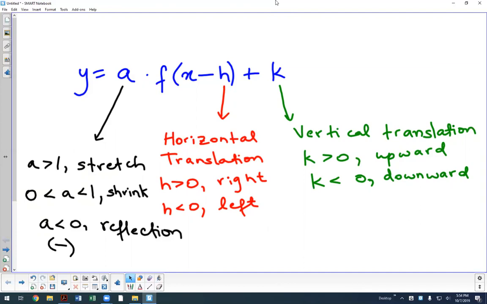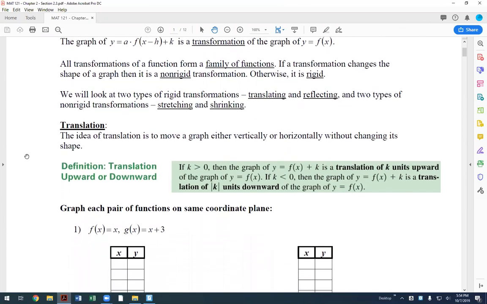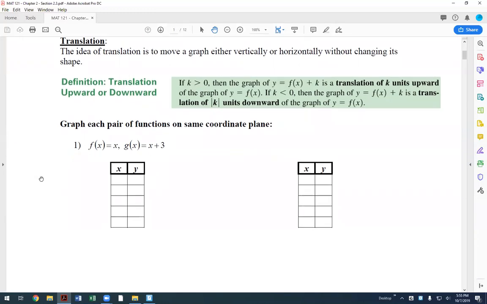Okay, so we're going to break this up into pieces. So we're just starting with the vertical translation for now. So, like I said, k is positive, graph moves up. K is negative, your graph moves downward. So what we are doing is looking at the base graph itself and then looking at the transformation. So you can see we're just starting out with f of x equals x as our function here. And then the translation is x plus 3, right?